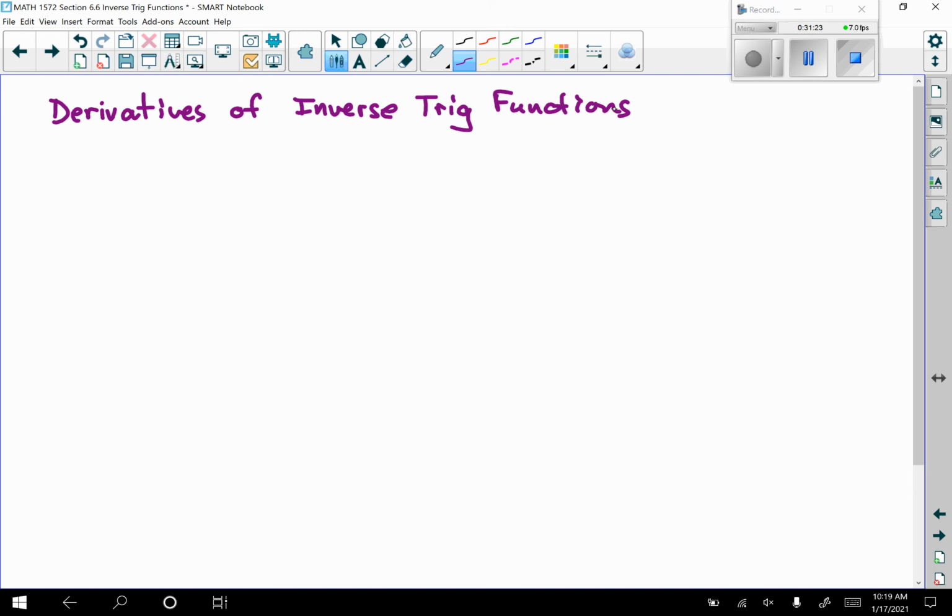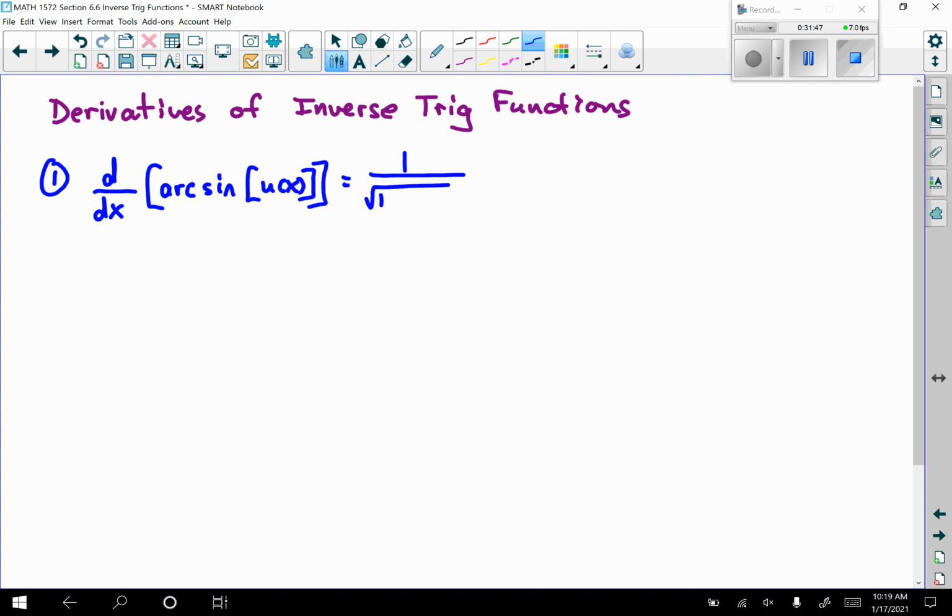And we'll list them the same way here. So I'll write it this way. I'm just going to use arc of each one. So we'll have arc sine of u of x. For these, I'm going to put in the u of x, so it's easy to remember here. So this is going to become 1 over the square root of 1 minus u of x squared times u prime of x.